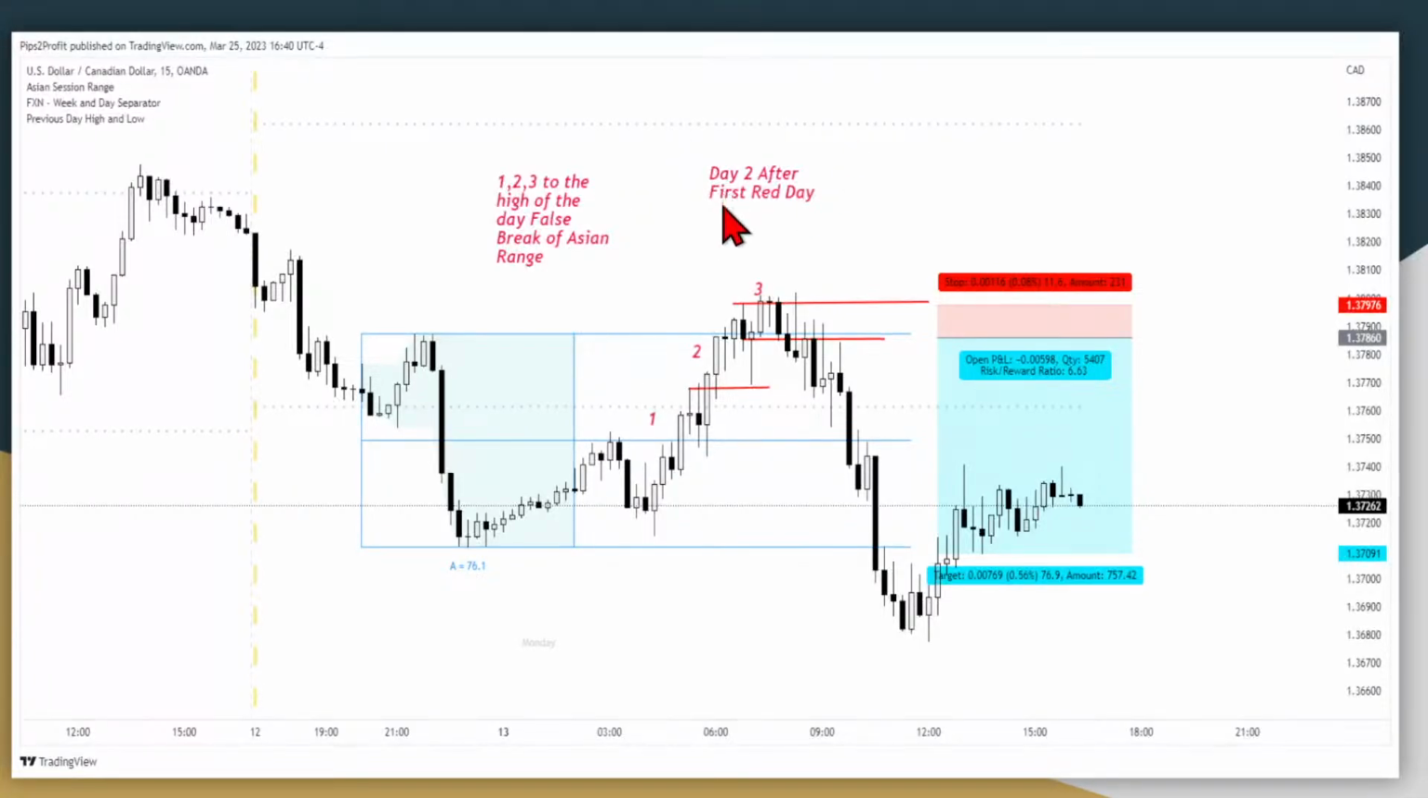And then you can see my notes, day 2 after first red day. So this was a first red day over here. 1, 2, 3 to the high of the day, high of the Asian range. Boom.